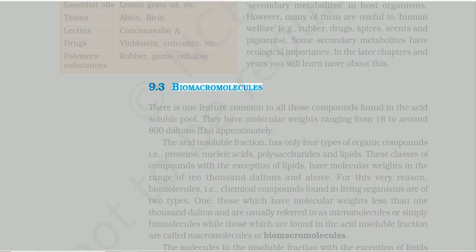9.3 Biomacromolecules. There is one feature common to all those compounds found in the acid-soluble pool. They have molecular weights ranging from 18 to around 800 daltons, Da, approximately. The acid-insoluble fraction has only 4 types of organic compounds, i.e., proteins, nucleic acids, polysaccharides and lipids. These classes of compounds, with the exception of lipids, have molecular weights in the range of 10,000 daltons and above.